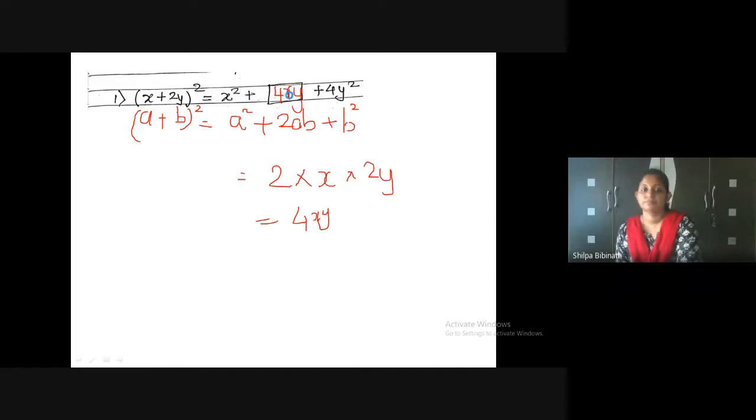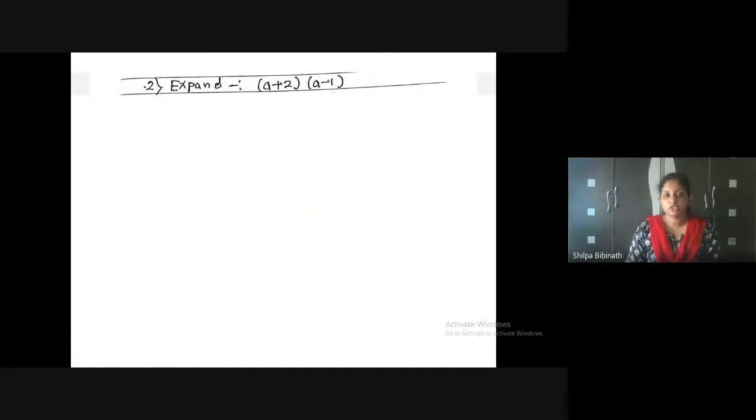Moving on to the next. A plus 2, a minus 1. Now, can we apply the formula x plus a, x plus b? No. Why? Because here it is not in the format x plus b. But we can make it in the format x plus b. How? You can write it as a plus 2, and a, we will write the plus sign and minus 1 in the bracket, because minus into plus is minus only. So the meaning remains the same. A plus in the bracket minus 1 is nothing but a minus 1.